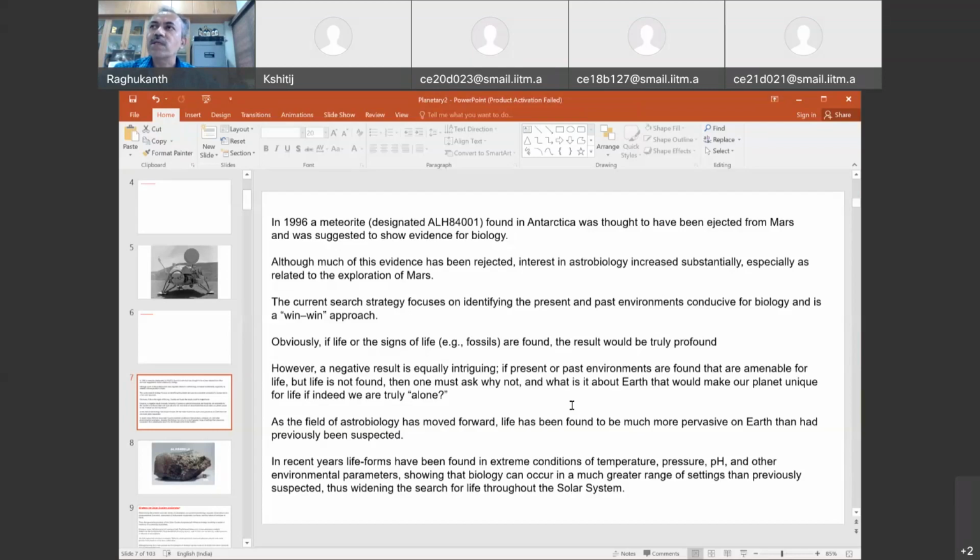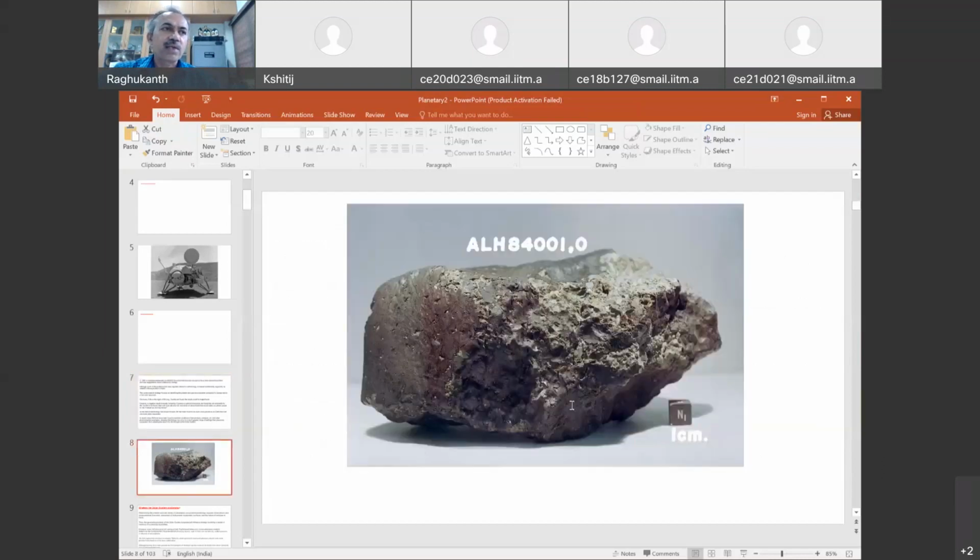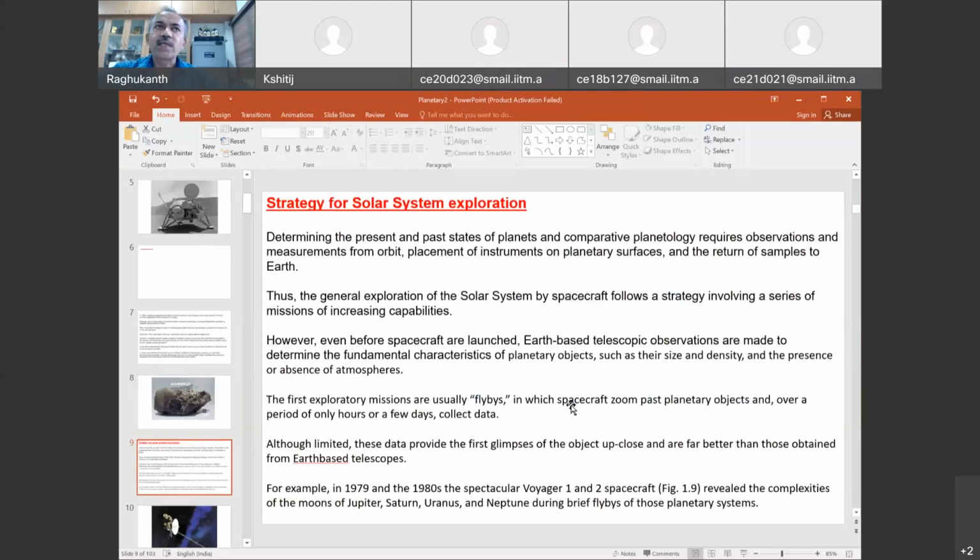They are searching for this, life in our solar system also. So this is that Mars meteorite. I think they have put it in some museum also. So now how do we, what is the strategy? If you want to do planetary exploration, what is the methodology, how do people do this?